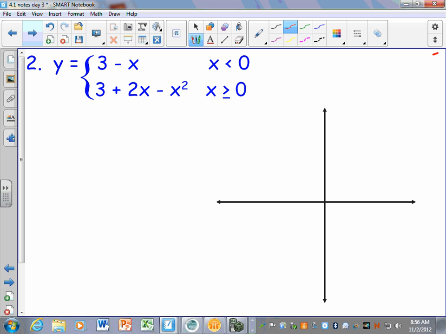So I'm just going to go with the top one first, and I'm just going to say this is y equals 3 minus x. Notice it's only for x less than 0. So if I got a critical point bigger than 0, it's not on my graph, so I wouldn't include it. What would the derivative of this be? 1. Where does that equal 0? Where is that undefined? Anywhere less than 0.